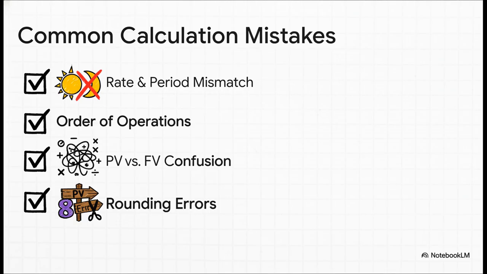One of the single most common mistakes I see students make is a mismatch between the interest rate and the payment period. For example, if you have monthly payments, you must use a monthly interest rate. You can't just plug in a 4% annual rate if N is, say, 300 monthly payments. You have to take that annual rate and divide it by 12 first. It's a critical and very easy mistake to make. And of course, simple things like messing up the order of operations or rounding your numbers too early in the process can also completely throw off your final answer.